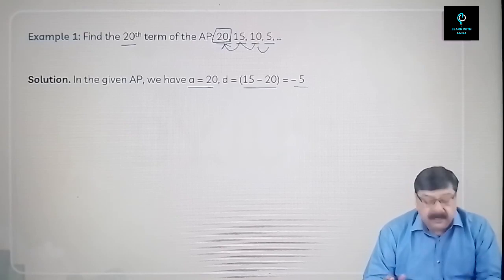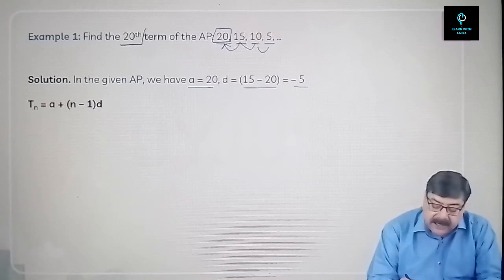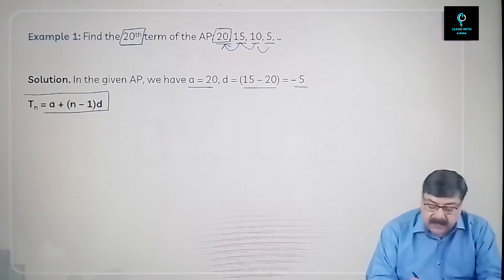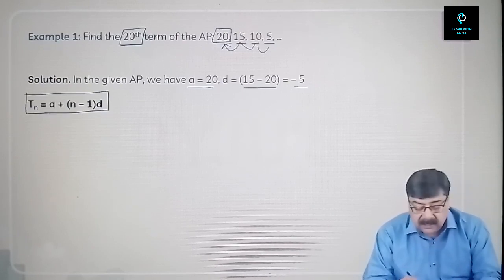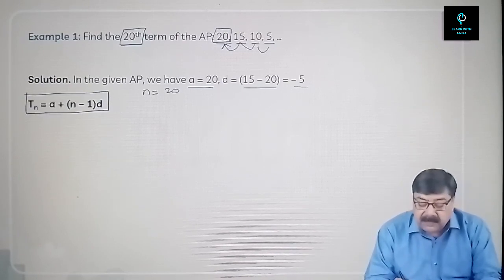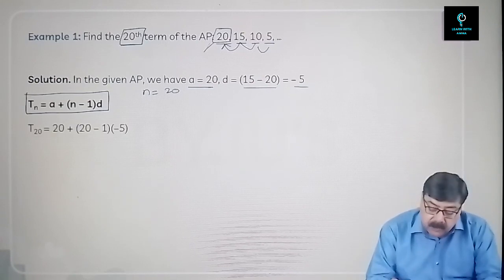So having found the common difference, we have to find out the 20th term using the formula Tn equals A plus (n minus 1)D. The value of n here becomes 20. The first term also is 20.